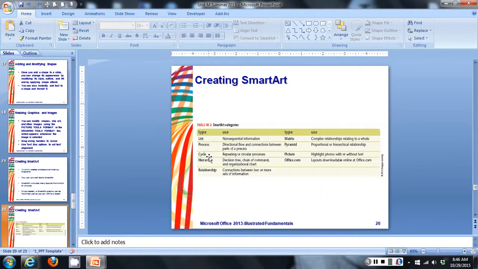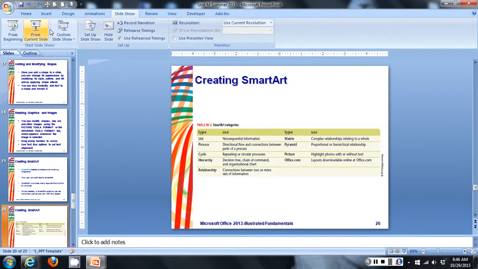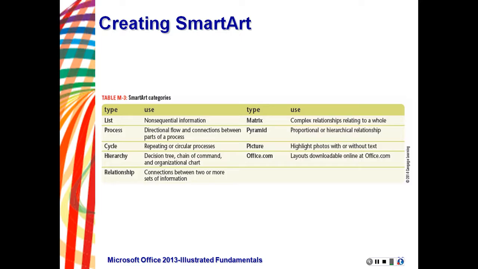All right, so creating smart art. Let me blow this up so we can get a better view of it. So we used the cycle example, repeating our circular process. There are several other types of smart art. You have lists, non-sequential information that helps demonstrate complex relationships relating to a whole. Processes, a directional flow of connections between parts of a process, and that represent proportional or hierarchical relationships.